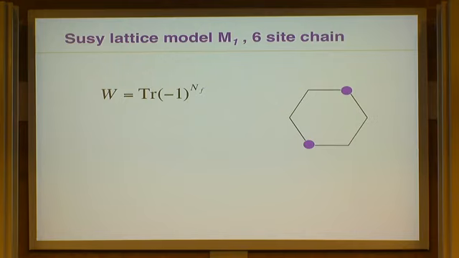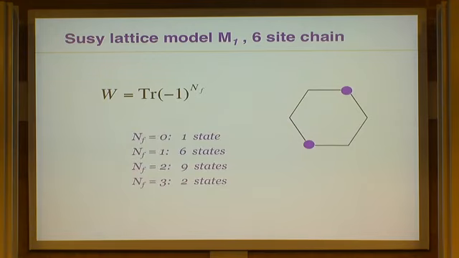This is almost insulting your intelligence, but still. So let's just do this model on 6 sites, and let's do this with an index. So, no particle, 1 state; 1 particle, 6 states. 2 particles, there are actually 9 states, because if you put one here, you have 6 choices. If you put it like this, you have 3 choices, right? So you have 9 of those. 3 particles, there are 2 ways to do that. And if you do it with an index, you get +2.